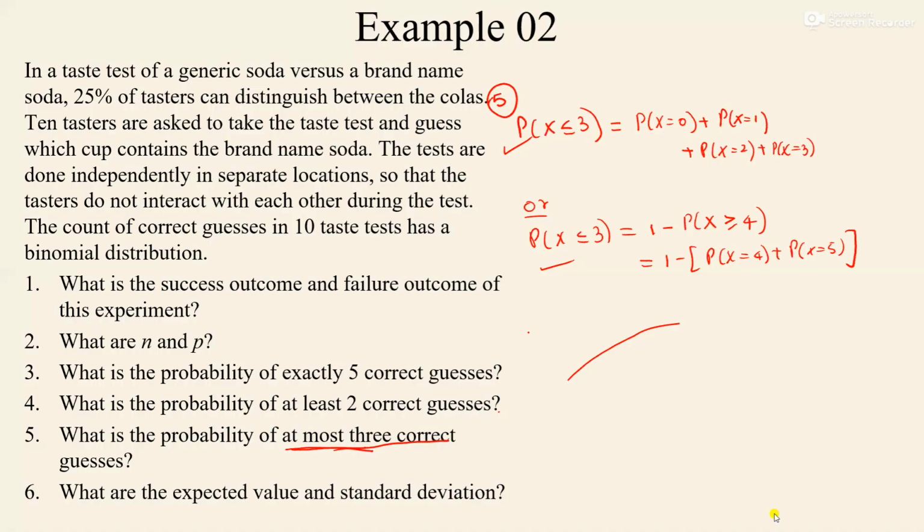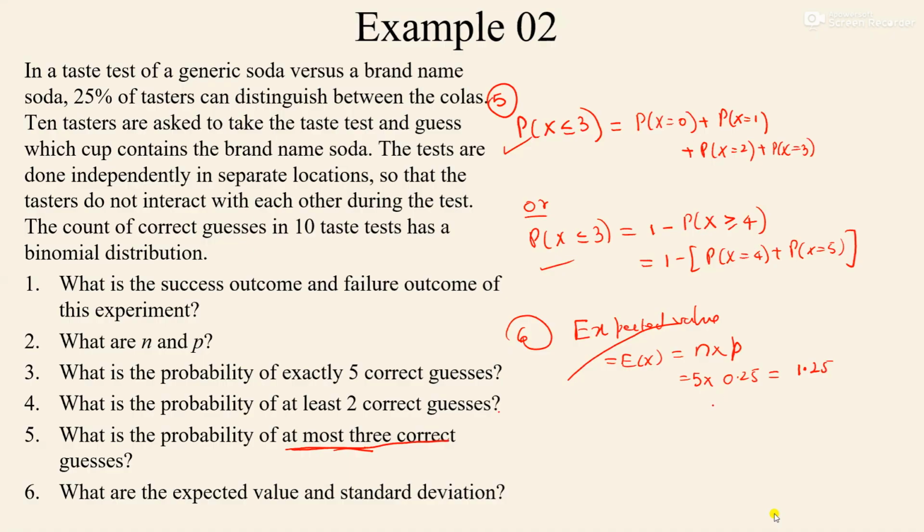Then for question 6. What are the expected value and the standard deviation? So expected value for the x, for the given random variable, usually we are denoting E(X). But in the binomial case, that is n times p. So here n is equal to 5 and p is equal to 0.25. That is 1.25.